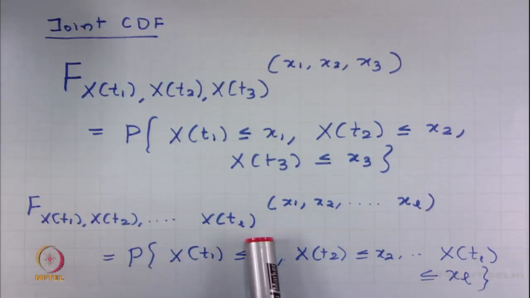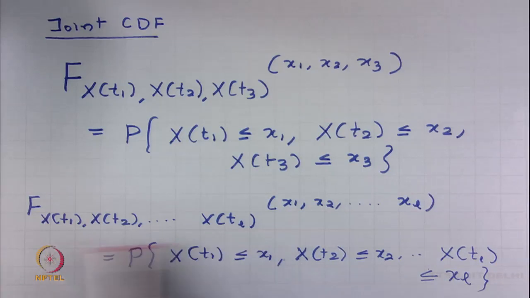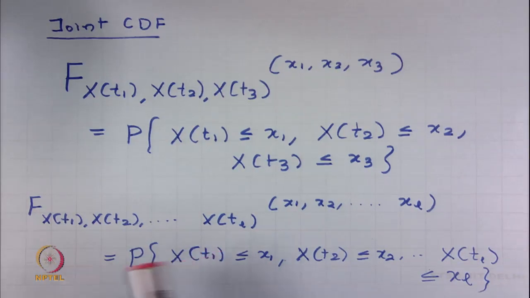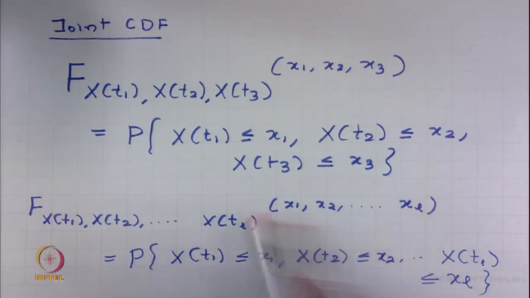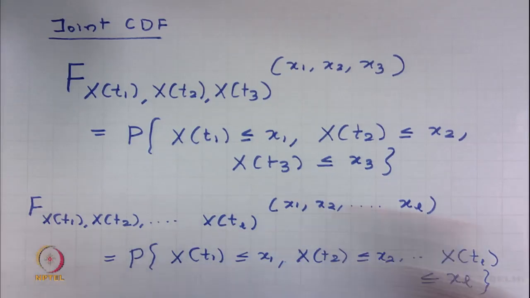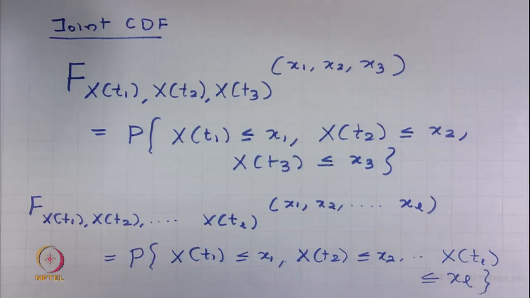what we have to do is write such an expression for all possible values of L, for all possible epochs T1, T2 and TL, and for all possible arguments. Thus, writing down such an expression to fully characterize a random process is difficult. But before thinking about how we can simplify all this, let me conclude this by deriving its probability density function.